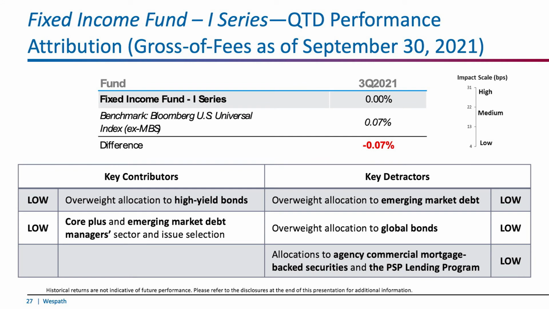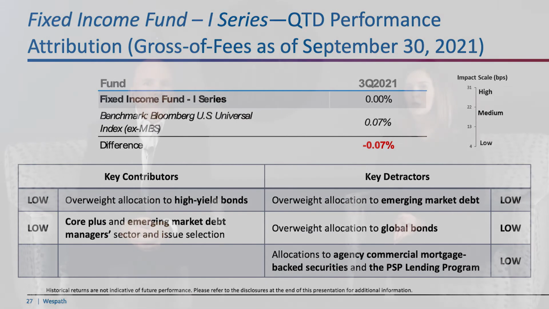Just focusing on the left side of the slide, looking at the contributors, the fund's overweight allocation to high yield bonds positively contributed to the fund performance, along with issue selection by our emerging market debt and core plus managers. Detractors to the fund performance include the overweight allocation to global and emerging market bonds, specifically emerging markets, as we saw the dollar increase relative to those currencies during the quarter.